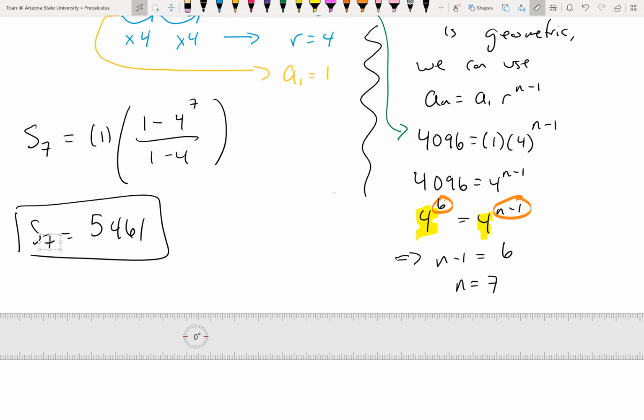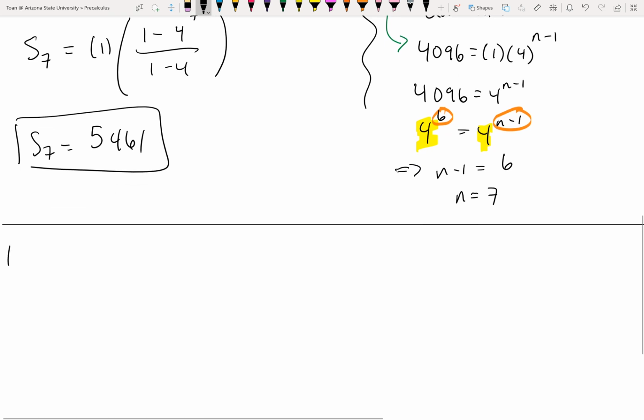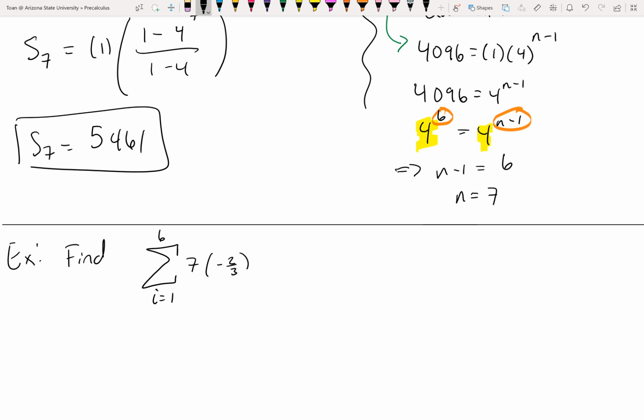Now, just like with arithmetic series, you can do these with sigma notation as well. So if I ask you to find the sum from i equals 1 to 6 of 7 times negative 2/3 to the i minus 1, you could do it the old-fashioned way, right? You could plug in a 1, plus plug in a 2, plus plug in a 3, plus so on and so forth. But the idea is that you need to recognize this is geometric.